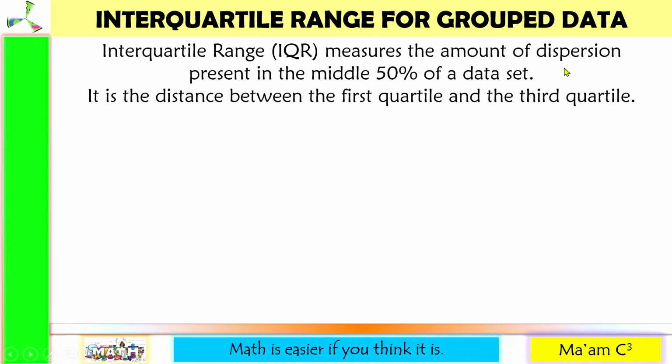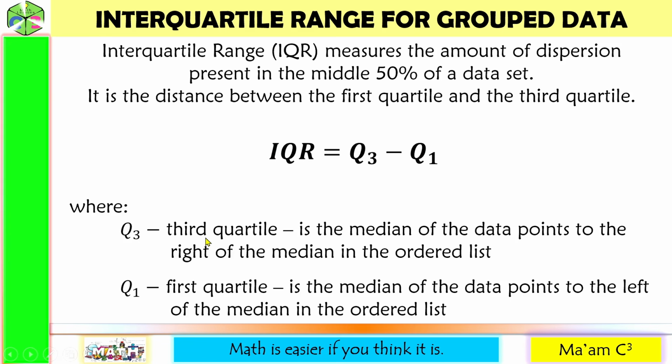The next measure of variability is the interquartile range. This measures the amount of dispersion present in the middle 50% of a data set. It is the distance between the first quartile and the third quartile. You have learned from our previous lesson the formula of IQR is equal to Q sub 3 minus Q sub 1, where Q sub 3 is the third quartile. It is the median of the data points to the right of the median in the ordered list. And for Q sub 1, this is the first quartile. It is the median of the data points to the left of the median in the ordered list.